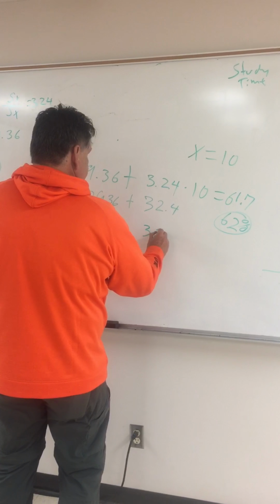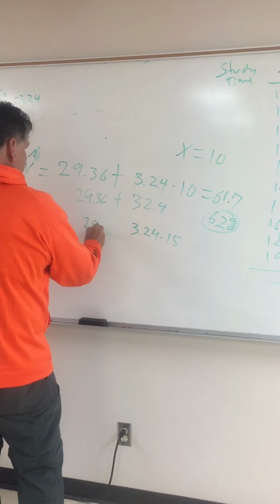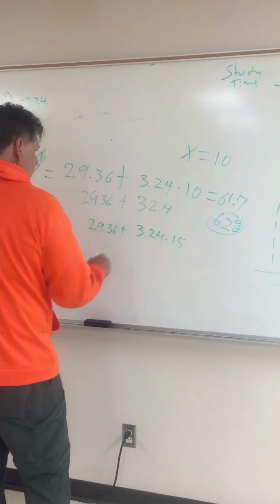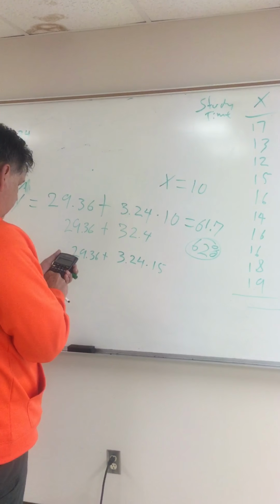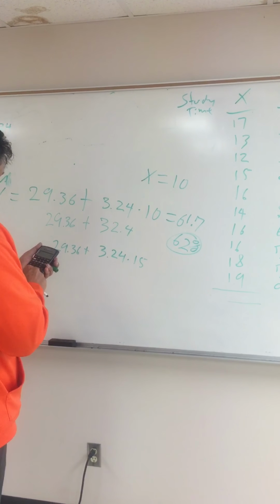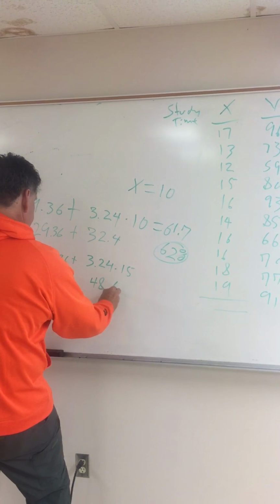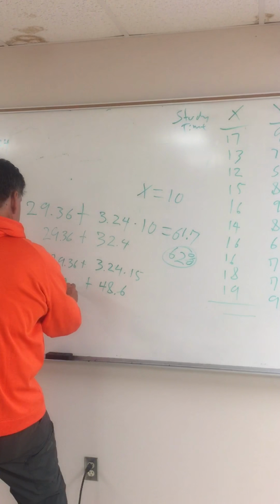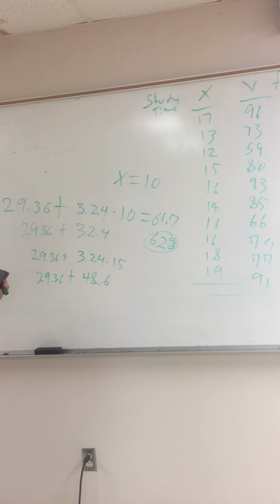So I got 3.24 times 15 instead of 10. So I'll do that real quick and show you the difference. So 3.24 times 15 is 48.6. So now I got something good.